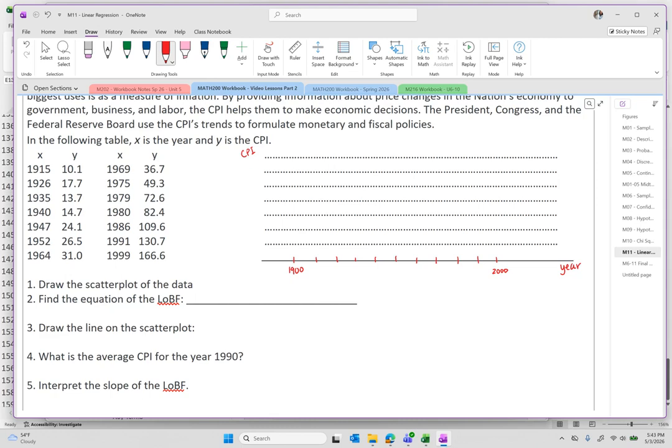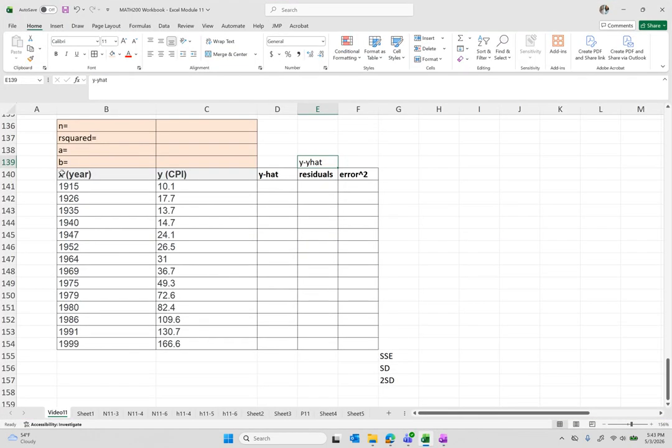And the Y value goes from 10 to 166.6. So maybe we can go from 0 by 30s: 30, 60, 90, 120, 150, and 180. And we want to sketch this by hand. And of course, probably for our exam, but of course we will want to use Excel to see the graph done in Excel.